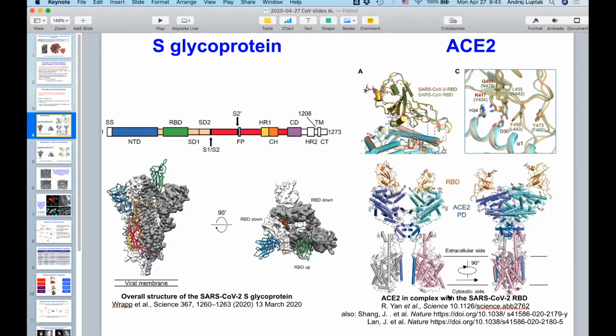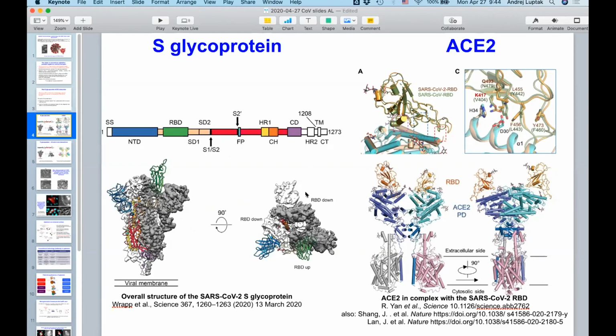Other papers that have come out recently, including some crystal structures, all give the same overall shape of the interaction, and all the details appear to be a little off. So either these are model biased, or there's actually some dynamics going on. We won't know for a little while, but nonetheless, the idea is that the spike protein docks onto the receptor in a very similar way between the original SARS and the COVID-19 coronavirus.